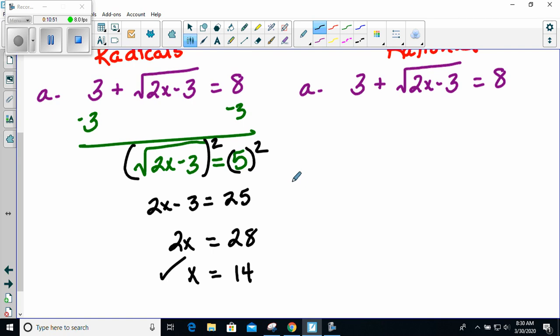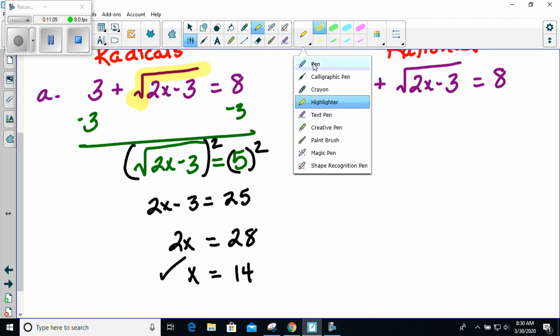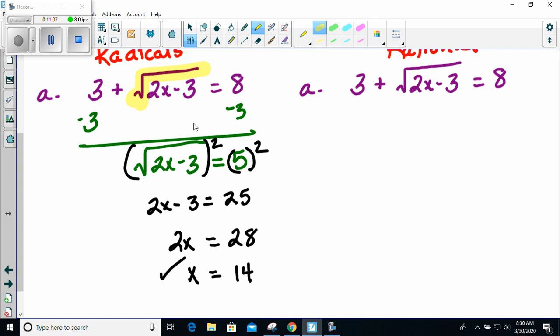So, how would I solve this with rationals? Well, to solve it with rationals, we're going to do the same thing. When you're doing these problems, I used to tell people all the time, the key is to get the radical by itself. So I'm going to get the radical by itself, like I did over here. The first step is equivalent. I subtract 3 from both sides. So I'm left with the square root of 2x minus 3 is equal to 5.